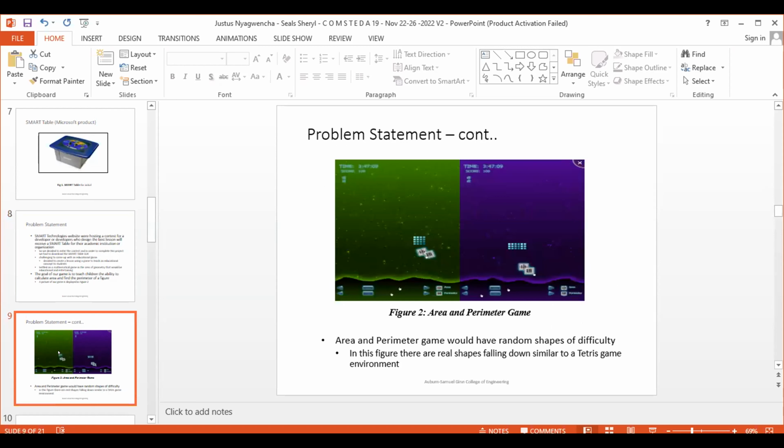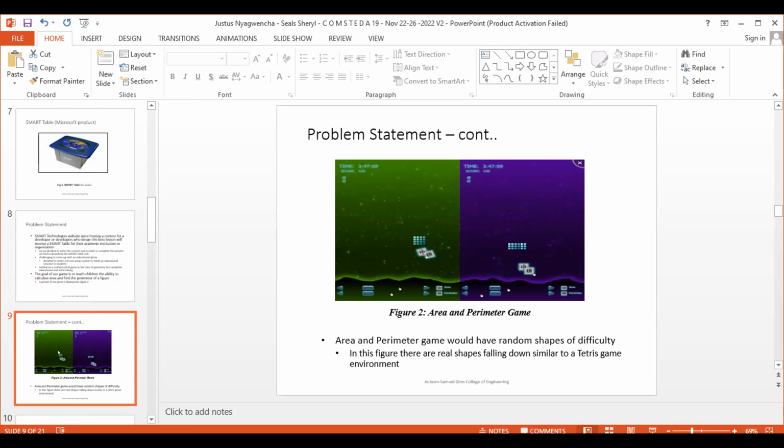This is our interface. So the student will get this interface, and our concept was that different types of objects will fall from the screen going down. Then we give students options to choose the area, or they'll be asked, can you find the perimeter? If you calculate the perimeter, then you choose the perimeter and drop it on the object before it goes under. So it's a random kind of game, and we used the Twitch game environment, which is for different types of games. You've seen these kinds of games that people play where objects fall and you try to dismantle most of them. So that was our concept.